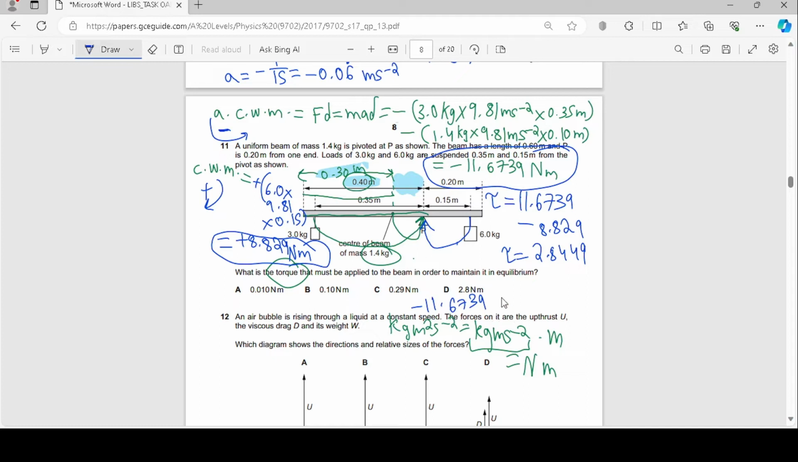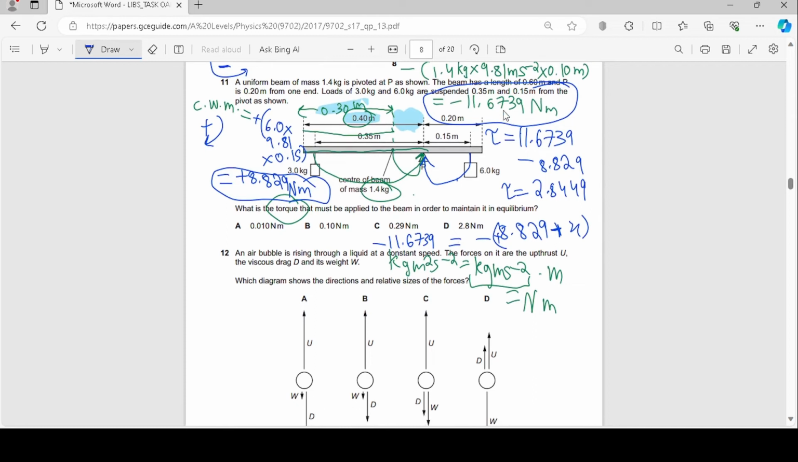11.6739 is equal to 8.829, but then plus 8.829, but then you also need an additional something, and obviously you have to multiply this side by minus to make it actually equal to that side. If you hear what I'm trying to say, this is the actual equation that I'm supposed to write down, because I understand that it's kind of weird that I just randomly remove the minus sign from here.